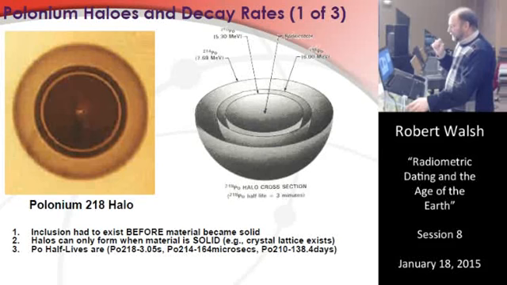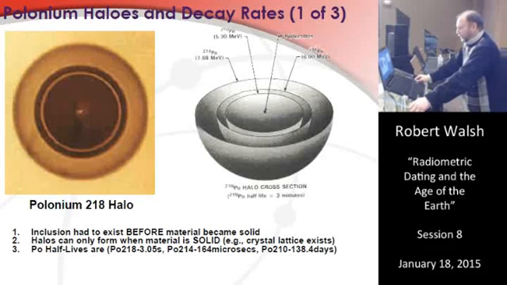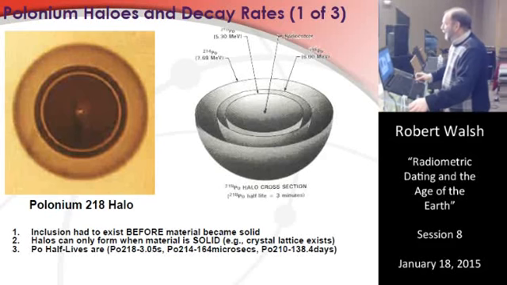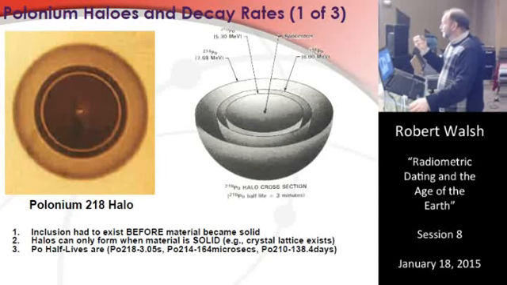And some of these polonium halos have a very short half-life: 3.5 seconds for polonium-218, 164 microseconds for polonium-214, and 138.4 days for polonium-210. So, do you see the problem? In order for these polonium halos to be photographed in this material, the inclusion has to be there. It has to get there when the material is moist and fluid, and the material has to rapidly cool to photograph those spheres in the material.